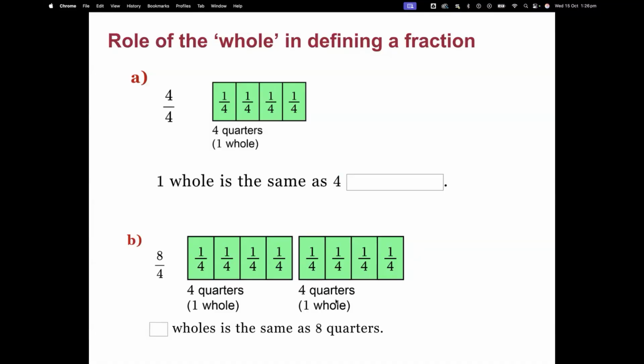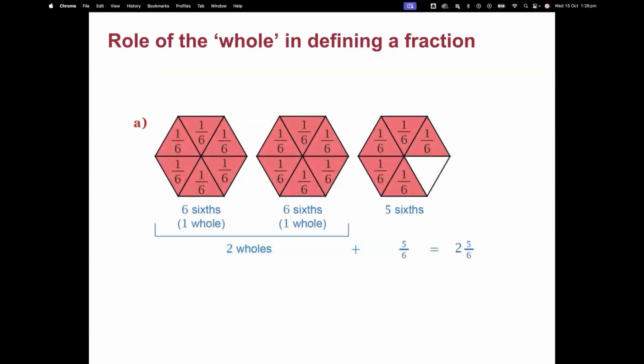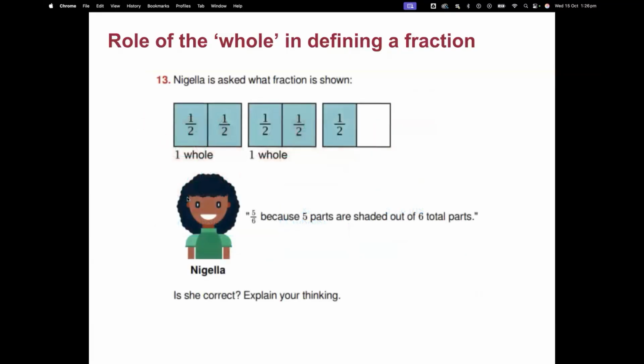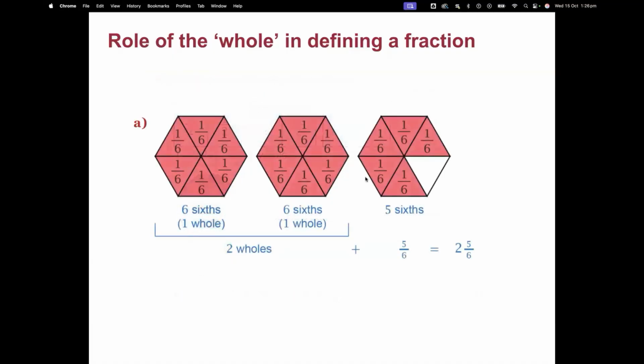So using models to explore equivalence is really important. It gives you a really stronger conceptual understanding rather than using some sort of algorithm that seems like magic to kids. And here's another example. So you can use different types of shapes. Here, each of the wholes is representing sixths. And so now we have what we call a mixed number or an improper fraction. And so we have 2 wholes and 5/6, which is the number 2 and 5/6. So again, we're connecting language, models with the fractional notation.